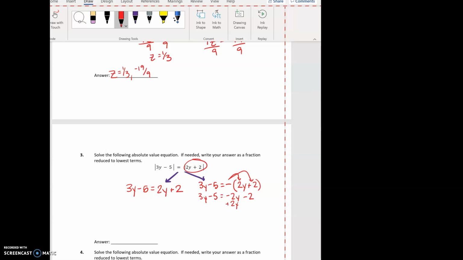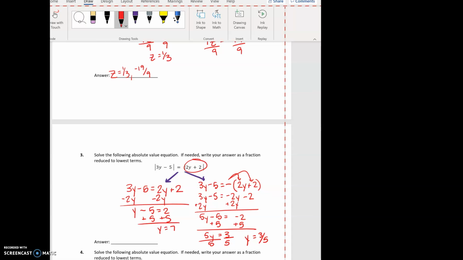Okay, so I would add 2y and add 5, and then divide. So my first answer is 3/5, or one answer. Okay, over here, I'm going to subtract 2y, so that's y, and add 5. So my other answer is 7. So my answer would be 7, 3/5.